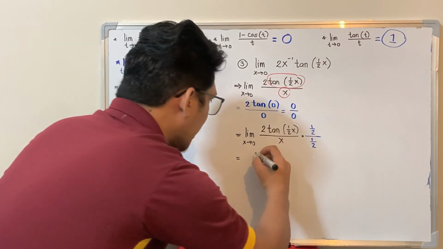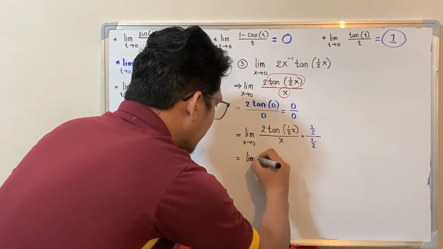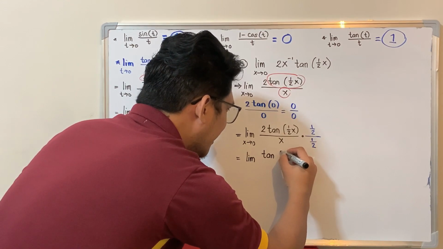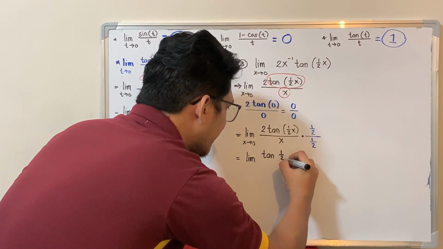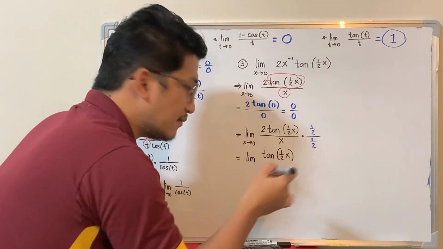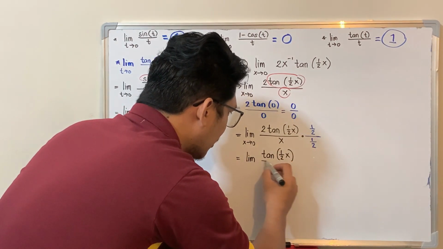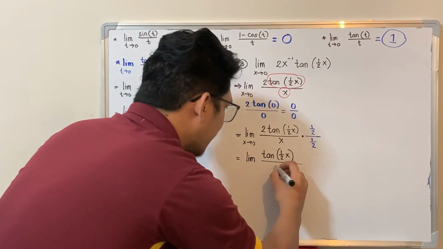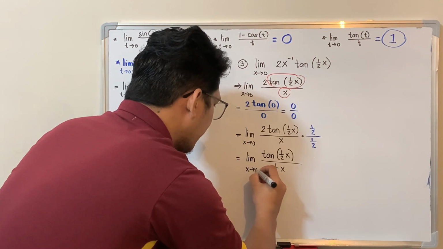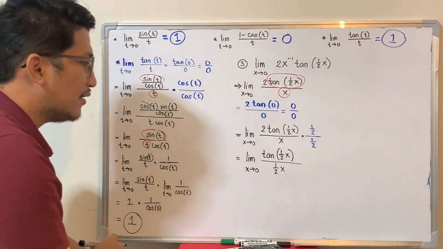So, meaning, may mo na siyang limit of tangent 1/2 x, again, because 2 times 1/2 is just 1, all over x times 1/2, 1/2 x, as x approaches 0. Okay, this is easy, no?